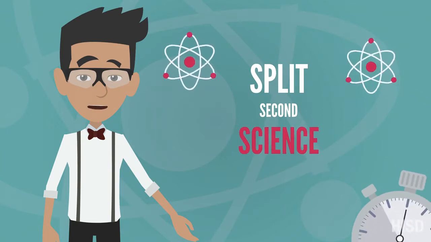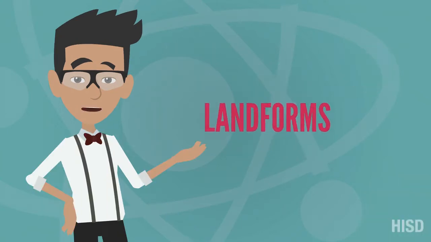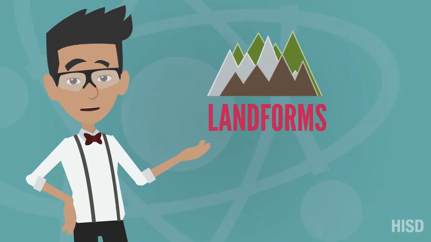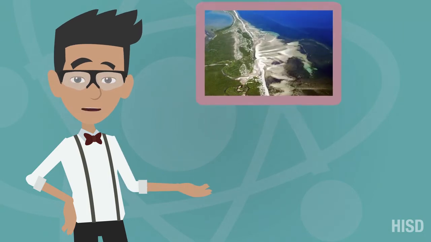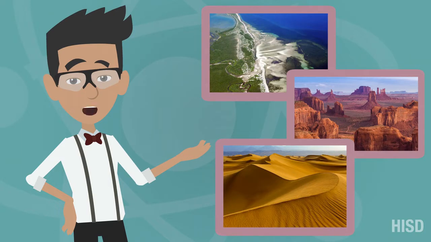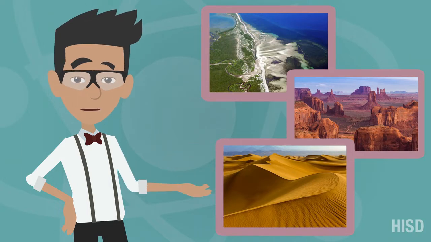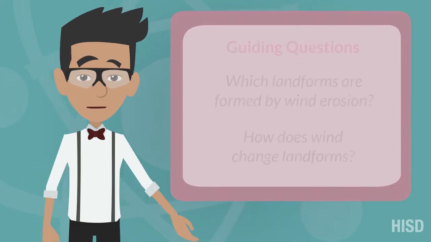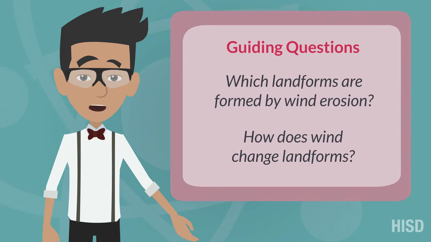Welcome to Split-Second Science. In this lesson, students will learn to recognize how landforms such as deltas, canyons, and sand dunes are the result of wind on the Earth's surface. Throughout the lesson, we'll ask these guiding questions. Which landforms are formed by wind erosion? How does wind change landforms?